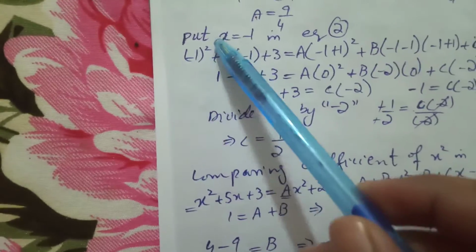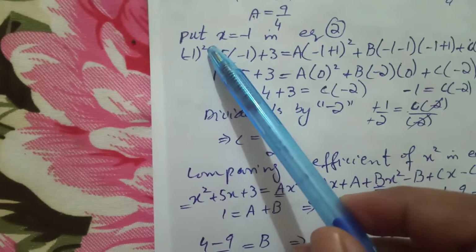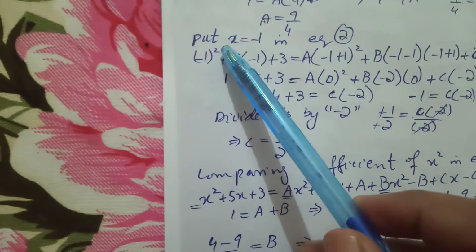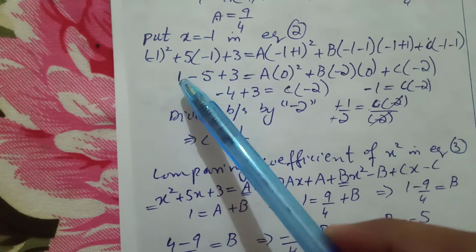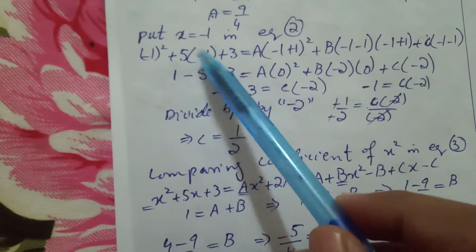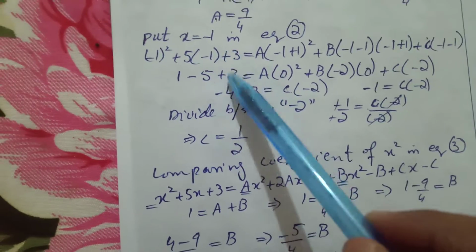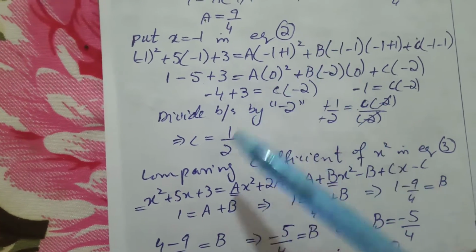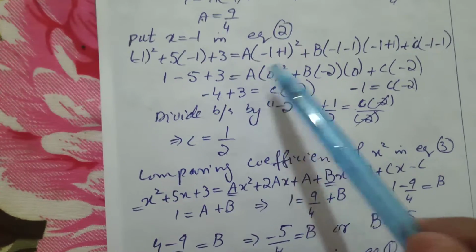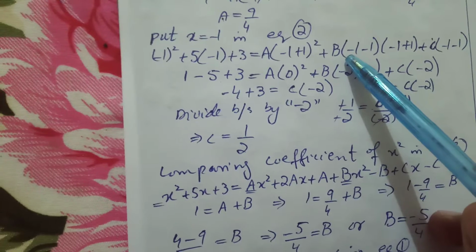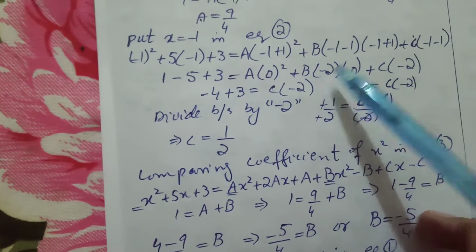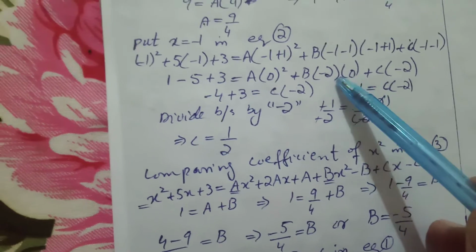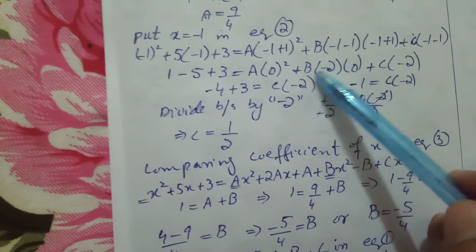Now minus 1 square, what does it mean? That multiply minus 1 2 times. So multiply minus 1 2 times, minus 1 square will give us 1. Similarly plus minus, minus 5 plus 3 equal to a into 0, minus 1 plus 1, so it is actually 0, and 0 square is 0, and anything multiplied with 0 gives us 0. Similarly, this is b into minus 1 minus 1, so it gave us minus 2. Similarly, minus 1 plus 1 gave us 0. So anything multiplied with 0, the whole portion will become 0.